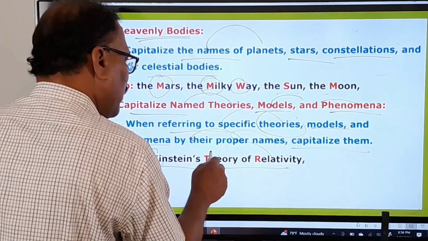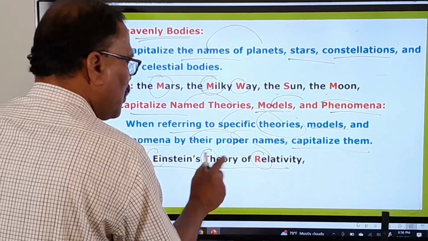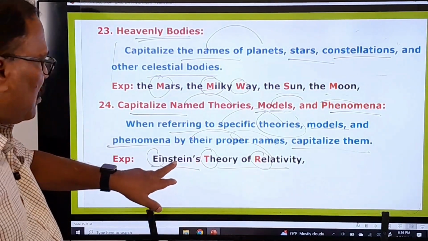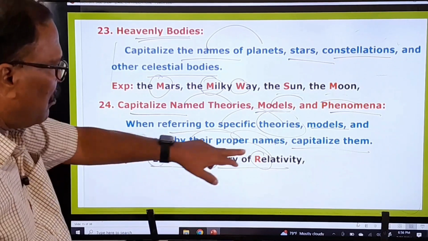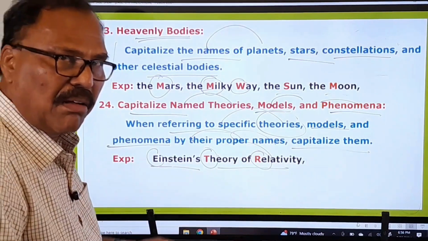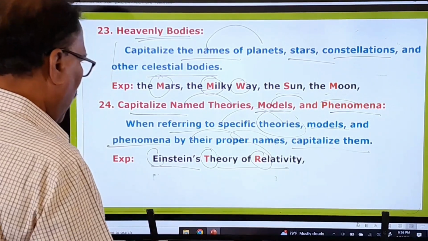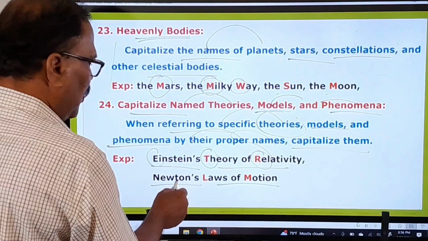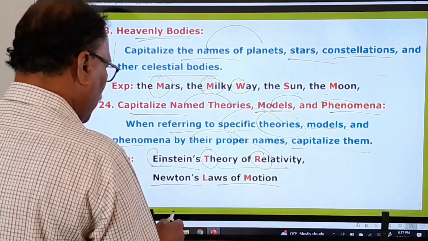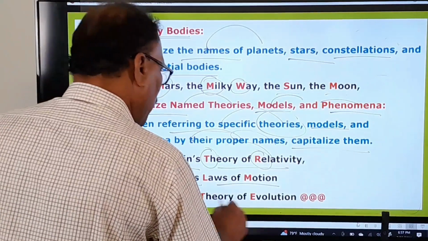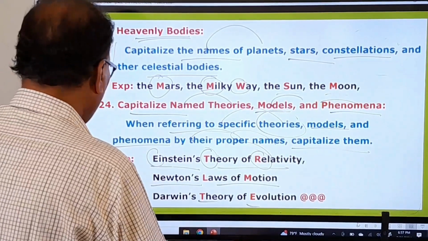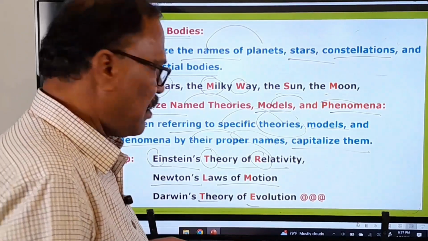Einstein's theory of relativity. Without the name you generally don't capitalize it, but with the name of the person before it, you have to capitalize the word theory. And here, Newton's laws of motion. This name is there, then it is okay. And here's Darwin's theory of evolution. Please try to understand this. And now let's move on to learn other rules.